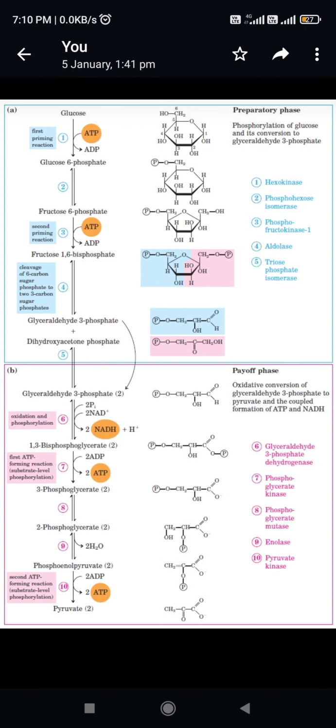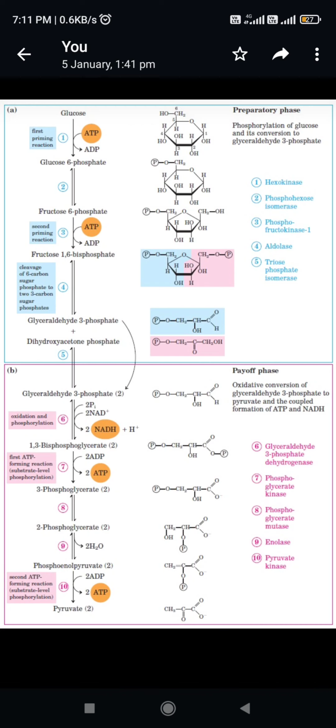Glycolysis, breaking down of glucose to pyruvate. This is the metabolic process which happens in the presence of oxygen. This pathway is otherwise called the EMP pathway. It is named after the scientists who worked on it, Embden, Meyerhof and Parnas pathway.